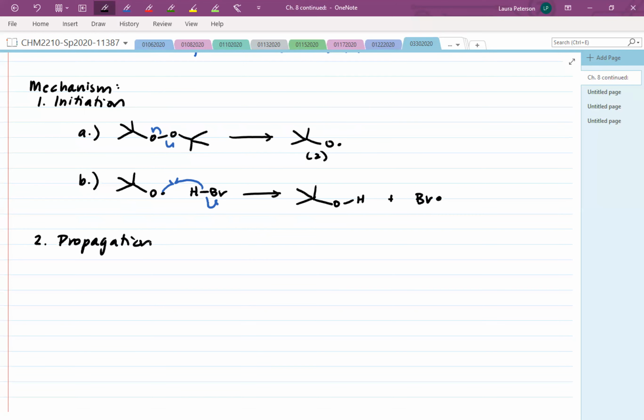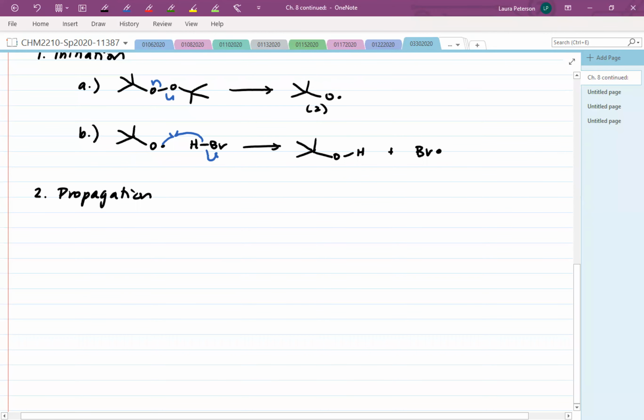Let's consider how we're going to do this. There are going to be two propagation steps here as well. The first one involves our alkene plus bromine radical. We have two possibilities here. We could do a hydrogen atom abstraction, but it turns out that the pi bond electrons are more available than the carbon-hydrogen sigma bond electrons.